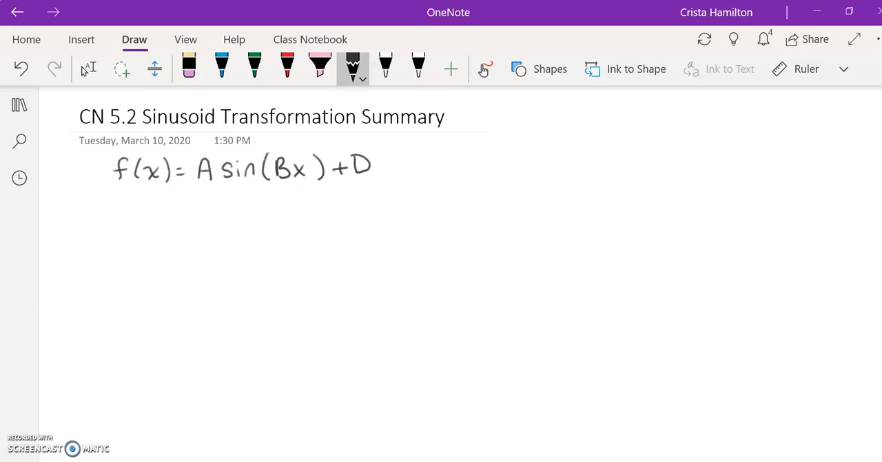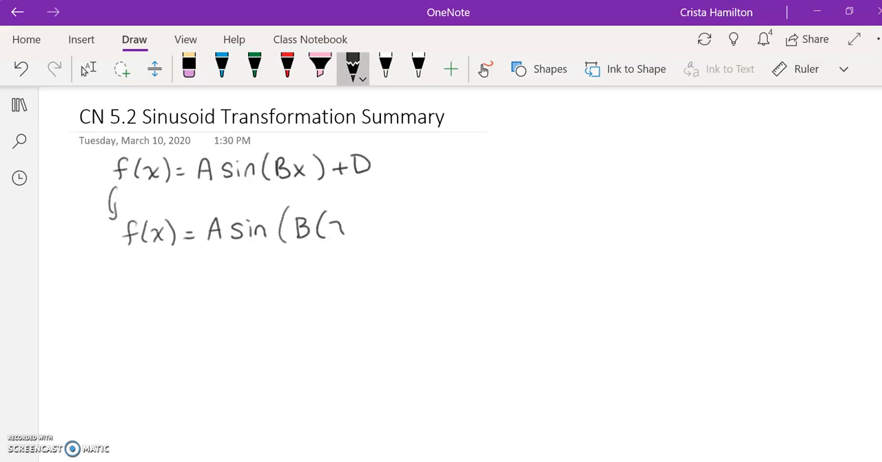And in that video, we talked about what each of the components were doing. Now, in this video, what we're going to do is add in the one transformation that we haven't really talked too much about, and that's what's called your phase shift or your horizontal shift.